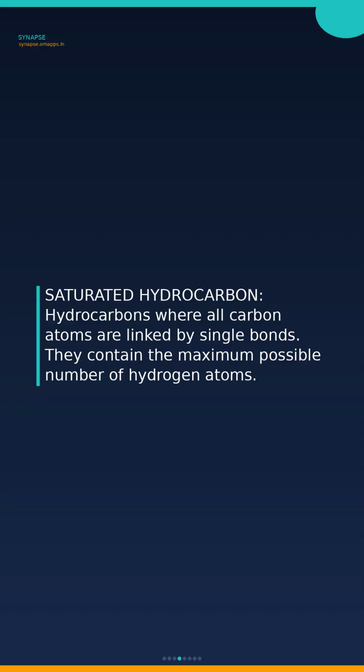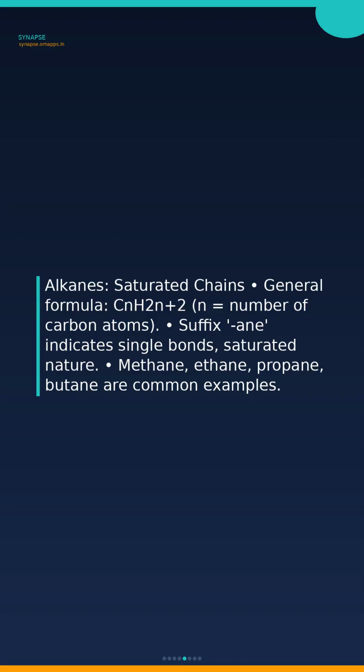Unsaturated hydrocarbons contain at least one carbon-carbon double or triple bond. This makes them more reactive than saturated hydrocarbons. Think of alkenes, which have a double bond, and alkynes, which have a triple bond. Here's a key rule. Alkenes have the general formula CnH2n, n equals number of carbon atoms. This means they have fewer hydrogen atoms compared to alkanes.